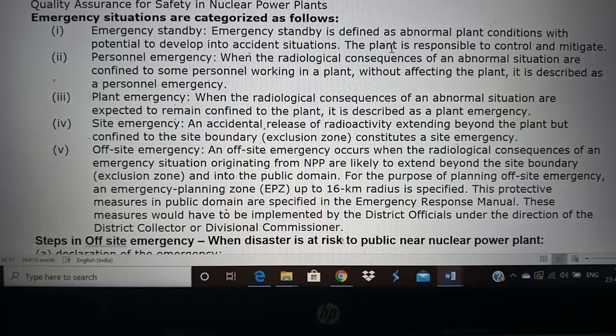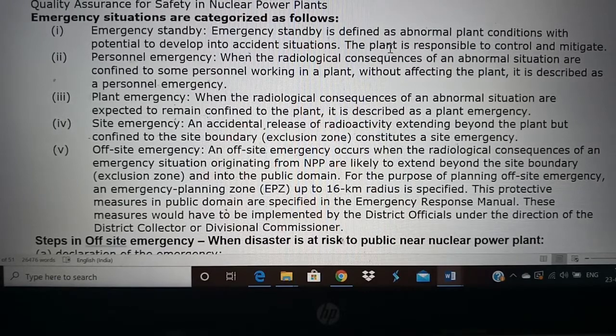Then the next emergency is a site emergency. This means that there is a major breach of radioactive material on the whole site, and there is a boundary around the nuclear power plant. It could be even up to 5 kilometers or 10 kilometers surrounding radius. So in this exclusion zone, all the people are removed when there is a site emergency.